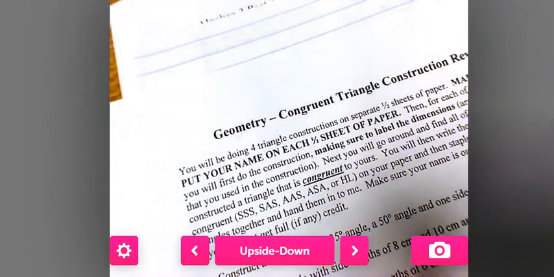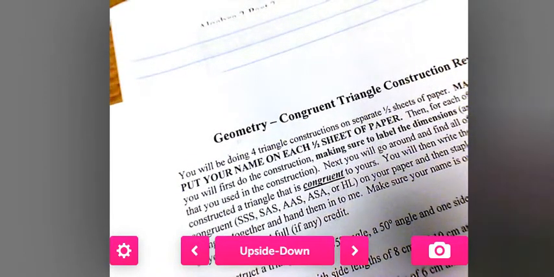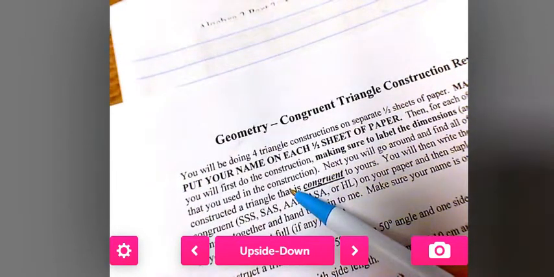Okay, so let's talk about today's activity. You will be doing 4 triangle constructions on half sheets of paper. Make sure you put your name on each half sheet of paper. Then for each of these constructions, you will first do the constructions. Make sure to label the dimensions, angles, and sides that you used in the construction.